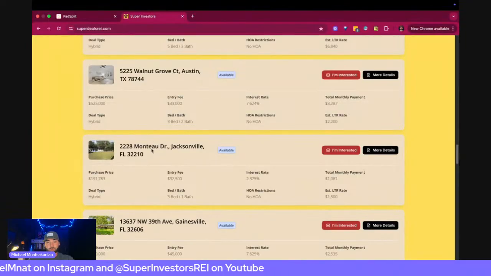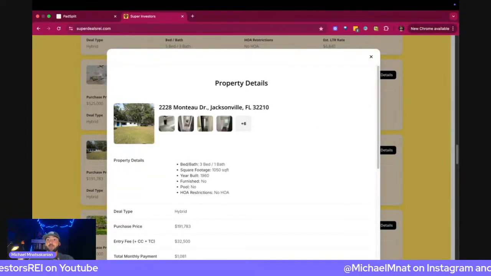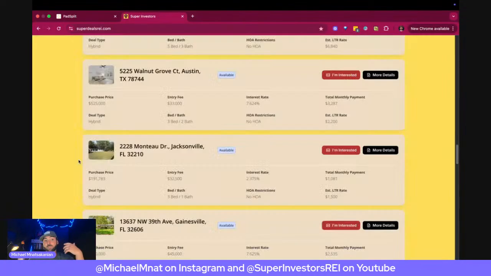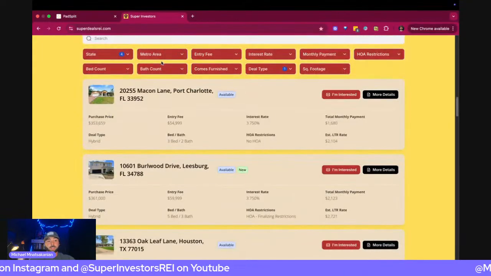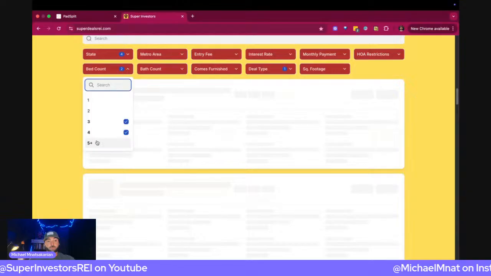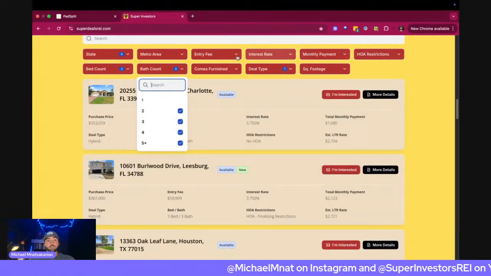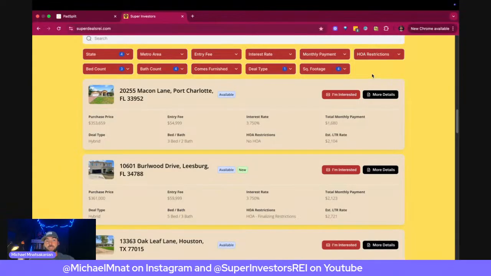Here's another Jacksonville one. Let's see the size. I'll tell you, if you watched my buy box training last week, 3-bed, 2-bath minimum, no HOA, right? Ideally 1,500 or more square feet. If it's below that, I don't really want to deal with it. So let's just filter based on that as well. Bed, 3, 4, 5, bath, 2, 3, 4, 5. Square footage, 1,500 or more. Let's just make it easy on myself.